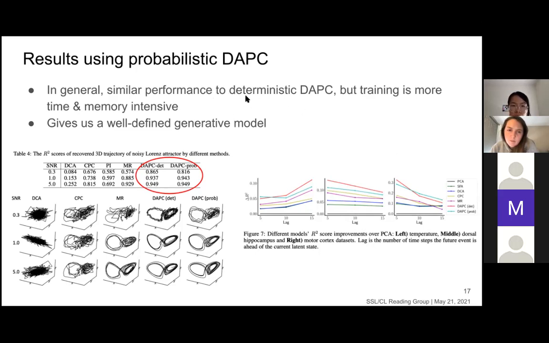So I guess the drawback of the probabilistic version is that the training is more time consuming and memory intensive. However, it gives us a well-defined generative model. So yeah, I believe it would be useful in some settings in the future.